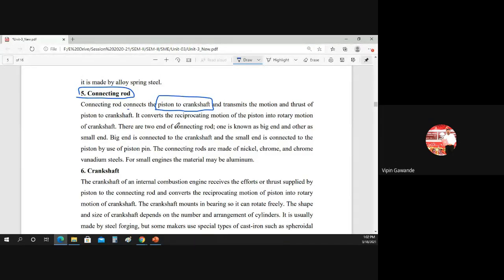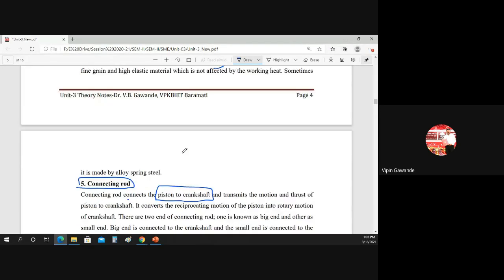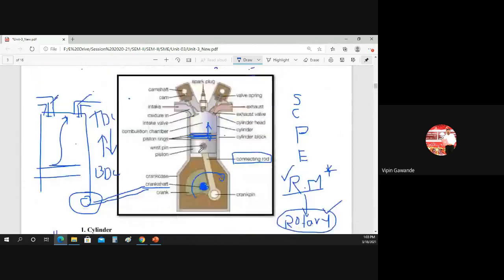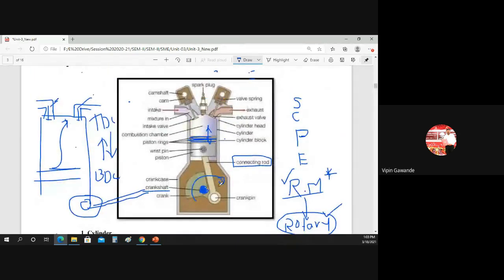We have just seen this one. These are used for transferring the motion, that is the reciprocating movement of the pistons to the crankshaft. So this is our connecting rod. Connecting rod is connected with the piston with the help of wrist pin. Okay, this is again your MCQ question. What is that? Connecting rod is connected with the piston by means of wrist pin and to the crank with the help of crank pin.